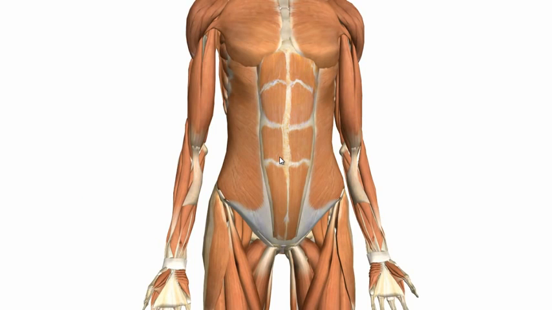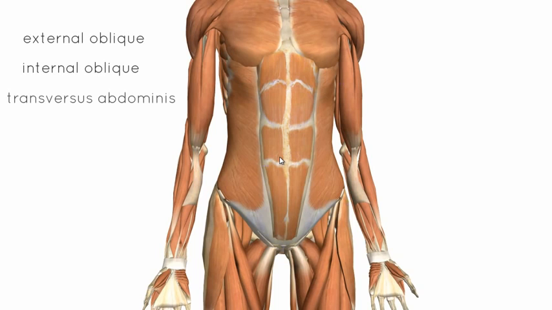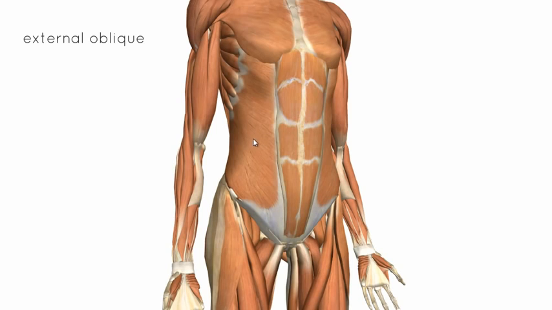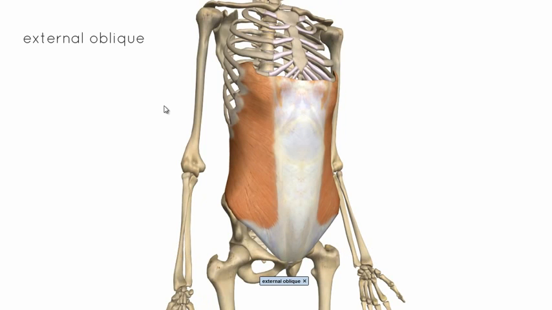So next we've got the muscles which sit laterally. So you know what these are. There's three muscles, the external oblique, internal oblique and transversus abdominis, from superficial to deep. So first is this muscle here, the external oblique.